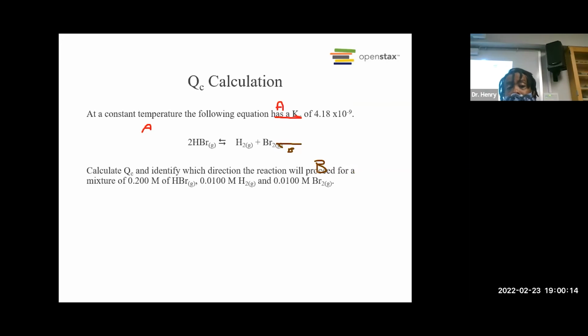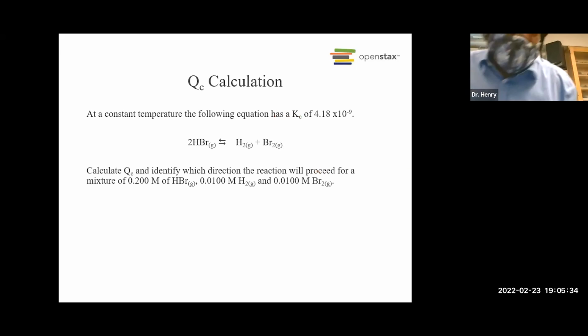Okay, so at a constant temperature, the following equation has a Kc of 4.18 times 10 to the minus 9. Calculate Q and identify the direction the reaction will be proceeding for a mixture of 0.200 molar of HBr, 0.0100 molar of H2, and 0.0100 molar of Br2. I'll let you guys work that out.